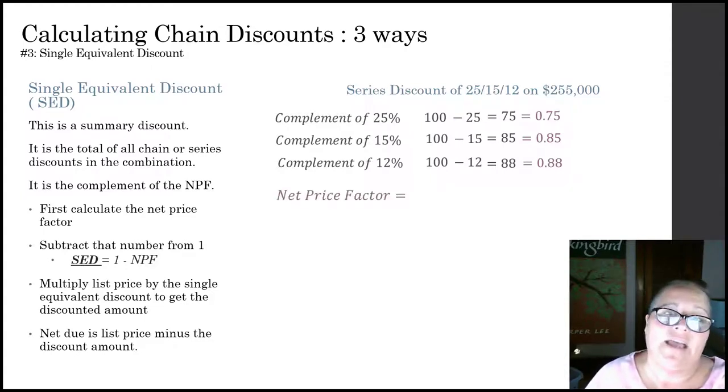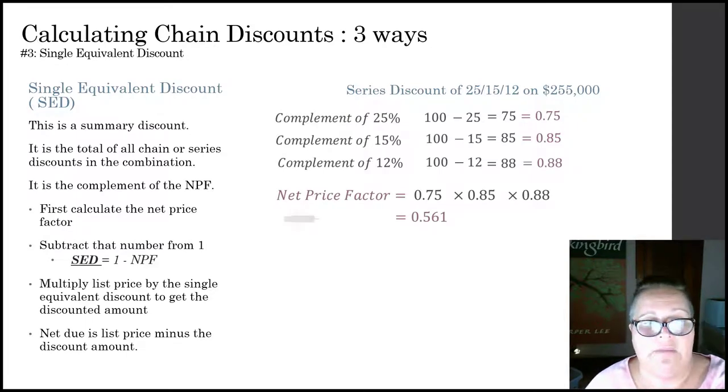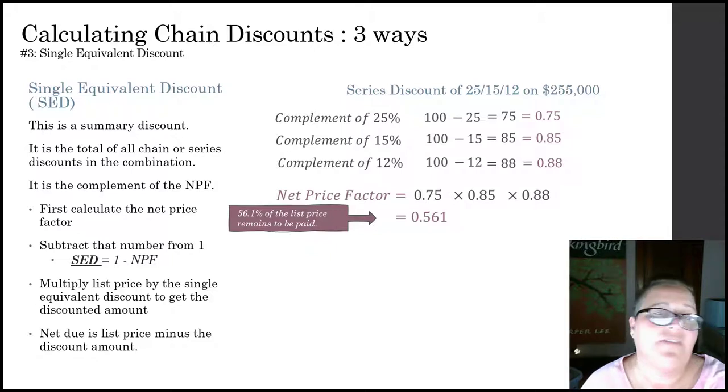Our net price factor then means we multiply those three complements together, 0.75, 0.85, 0.88. And when I multiply them together, I get 0.561. This number then means that after all discounts have been taken, 56.1% of the original list price remains.